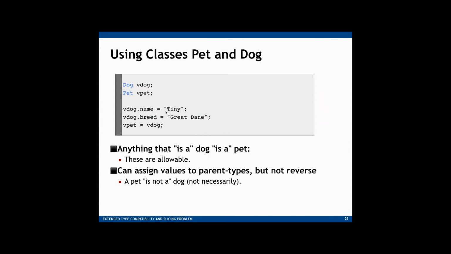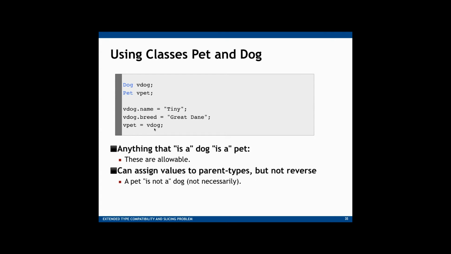Anything that is a Dog is also a Pet. But a Pet is not necessarily a Dog. So you can assign the value of a Dog to a Pet type variable like this. But you cannot assign the value of a Pet to a Dog type variable. The reverse is not possible. So vdog is an object of the Dog class, and vpet is a variable of the Pet class. And we are setting the member variable values for this vdog object and assigning this vdog object to this vpet variable.